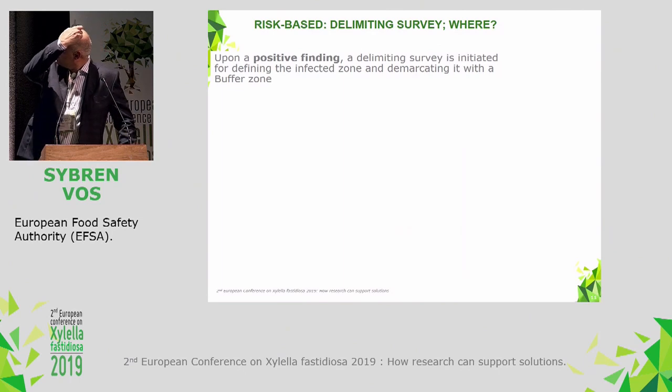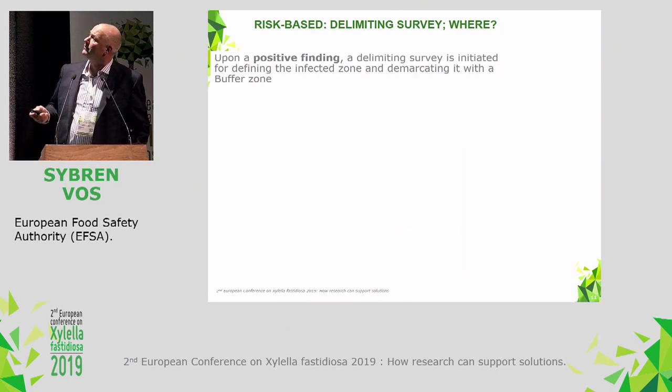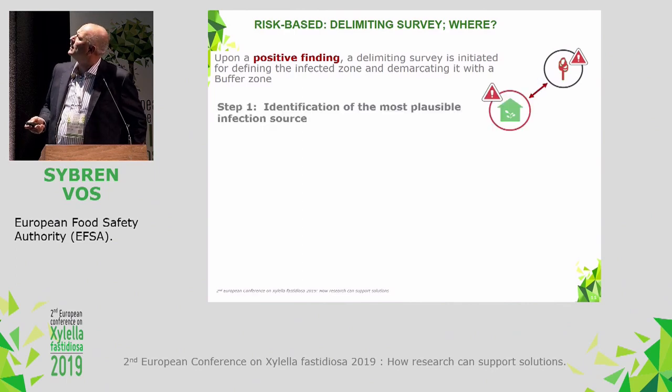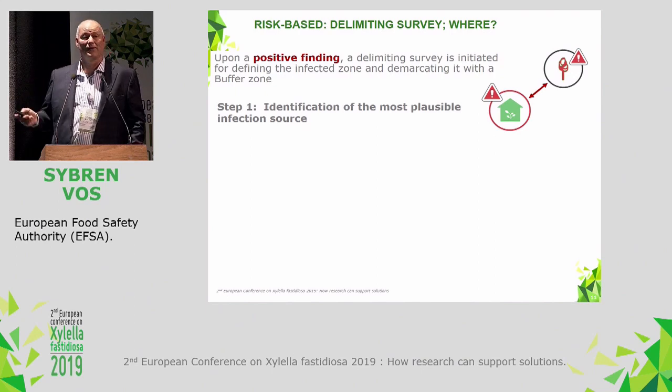Then we go to the delimiting survey. Upon a positive finding, we initiate a delimiting survey for defining the infected zone, and we will demarcate it afterwards with a buffer zone. After a positive finding, the first step is to link this finding to a source of the infection.